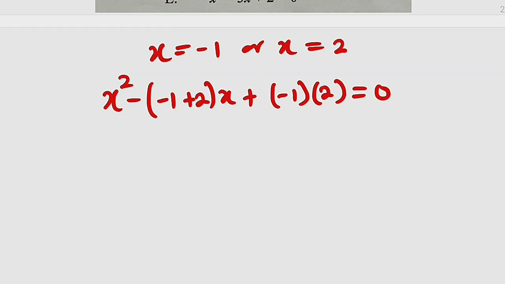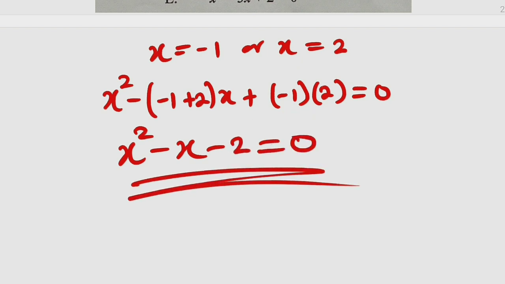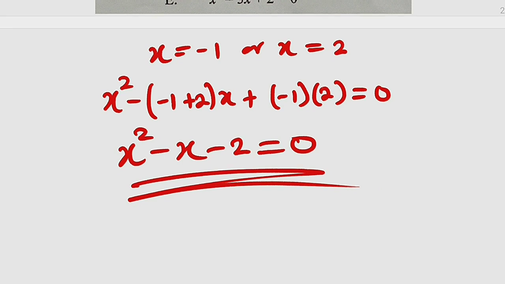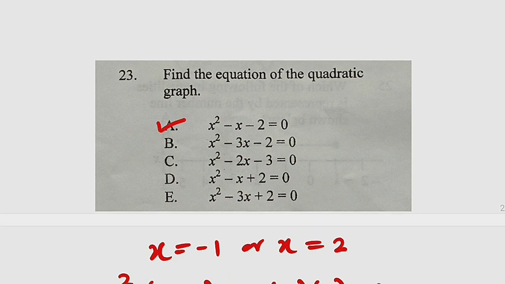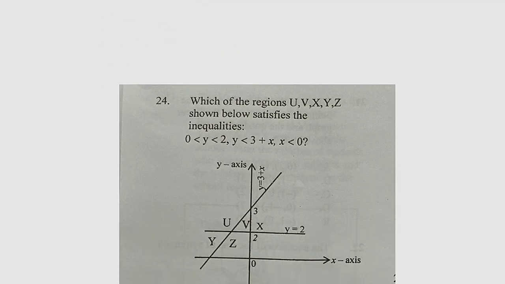-1 plus 2 is +1 times x is x, so we have x squared minus x. Then -1 times 2 is -2. This is equal to 0. This is just the quadratic equation x squared minus x minus 2, which is option A. Now let us move on to question number 24.